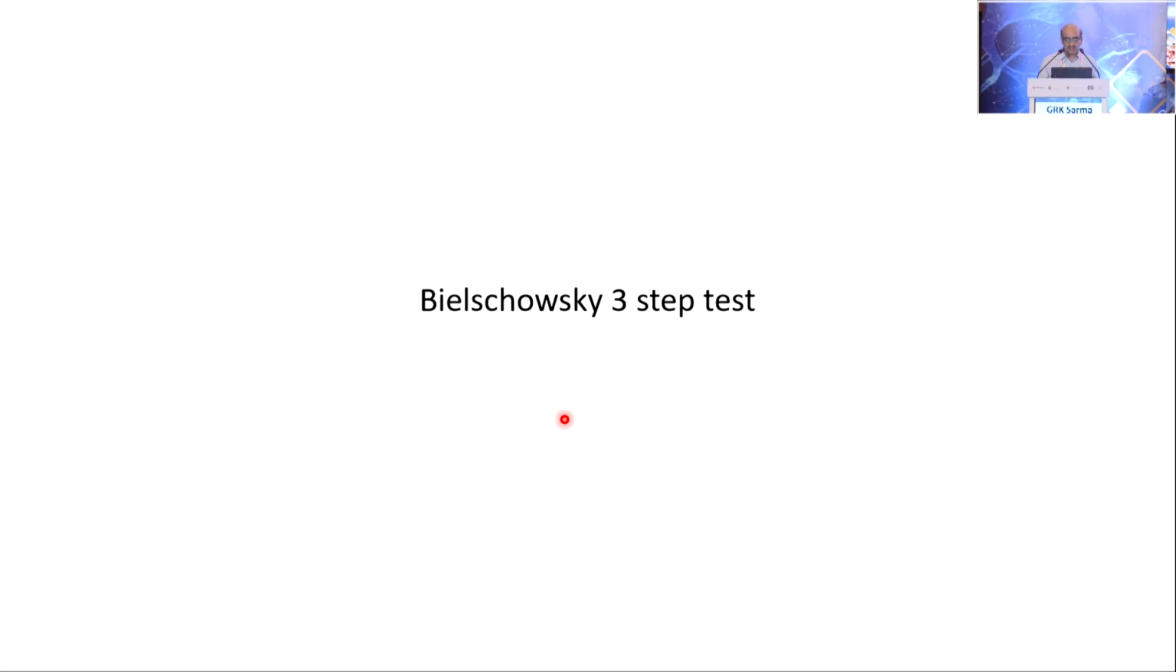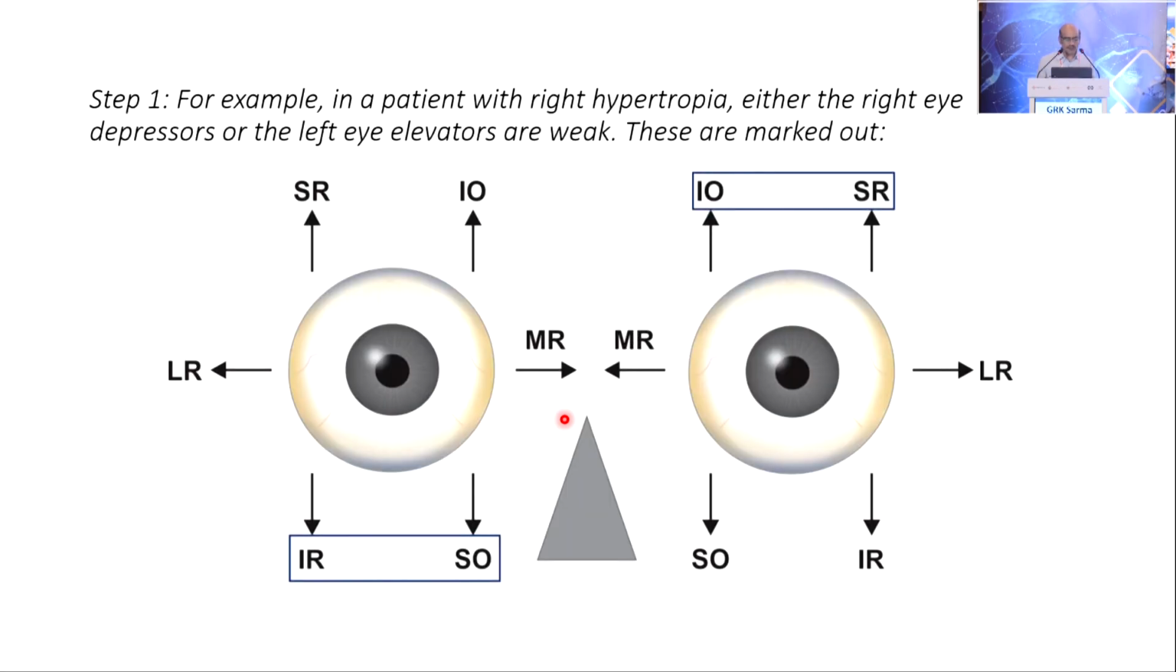And then finally, the Bielschowsky three-step test. This is useful for evaluation of vertical diplopia. For example, in a patient, this is how it is done. A patient has right hypertropia. That means the right eye is elevated and the left eye is on the lower level.